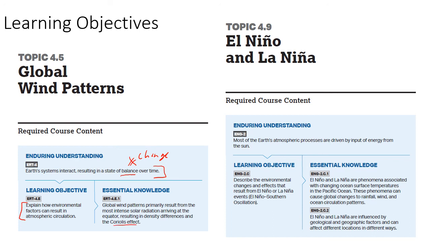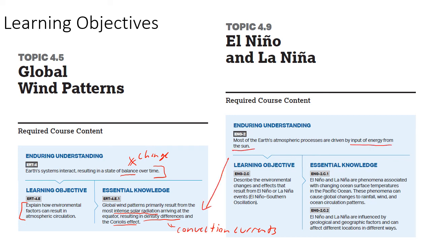Obviously we just scratched the surface of this, and it gets way more intense. All of this, though, is driven by sunlight. That's where the equatorial regions are hotter, and that's why they have warmer air. And obviously polar air is colder, so there are those differences in temperature and density. Those density differences result in convection currents. Over here with El Nino and La Nina, most of the Earth's atmospheric processes are driven by input from the sun, just like we just mentioned.